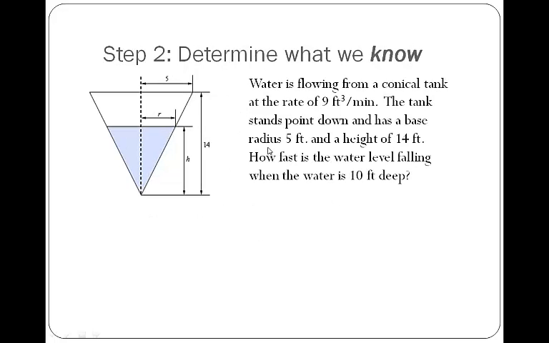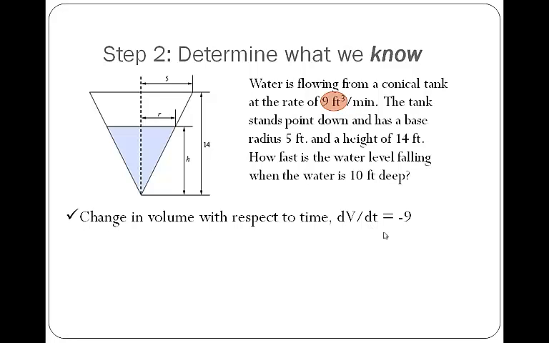The second thing we want to do is to determine what we know. So we know that the water is flowing from a conical tank at the rate of 9 feet cubed per minute. That is huge, that it's feet cubed, because what that tells me is that's the volume. That's the change in volume with respect to time, feet cubed per minute. So I know that the change in volume with respect to time, dV/dt, is -9. Negative because the water is actually draining out, so the volume is decreasing.